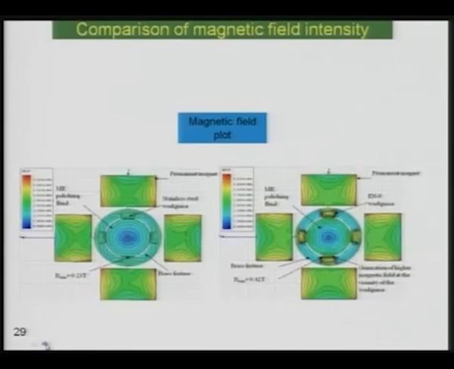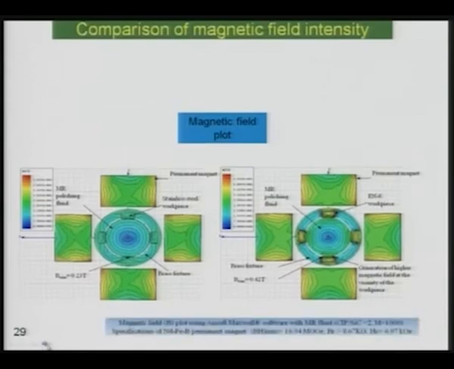Now this is another interesting simulation that has been obtained, and you can see here the magnetic field plot, a comparison of magnetic field intensity. This is the case where there is a non-magnetic workpiece material, and here is the magnetorheological polishing medium. This is the stainless steel workpiece, four workpieces are there at 90 degrees, and this is the brass fixture which is non-magnetic, and the field applied is 0.23 Tesla.